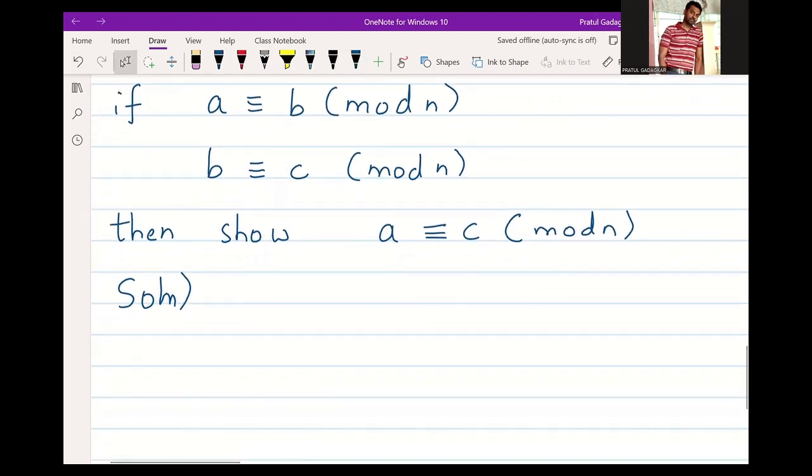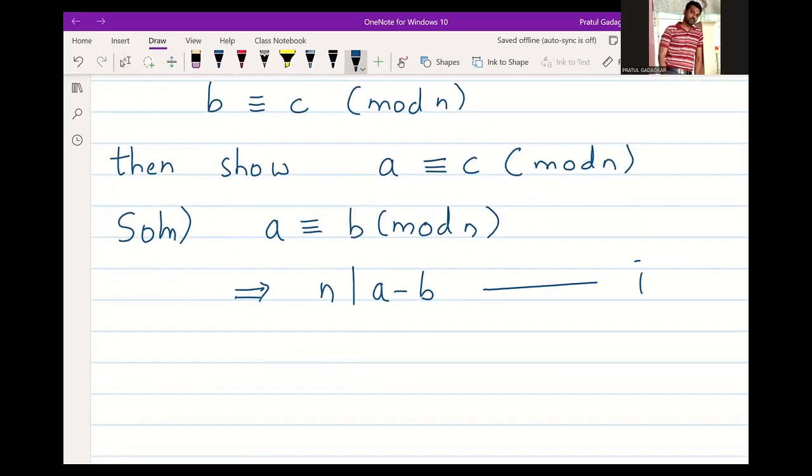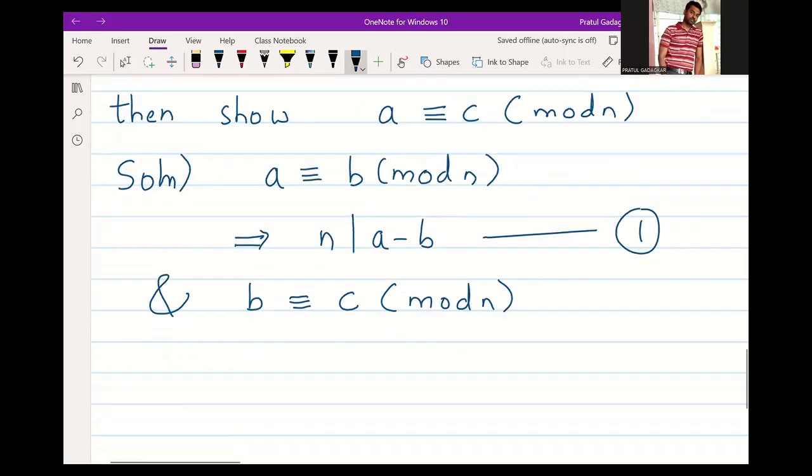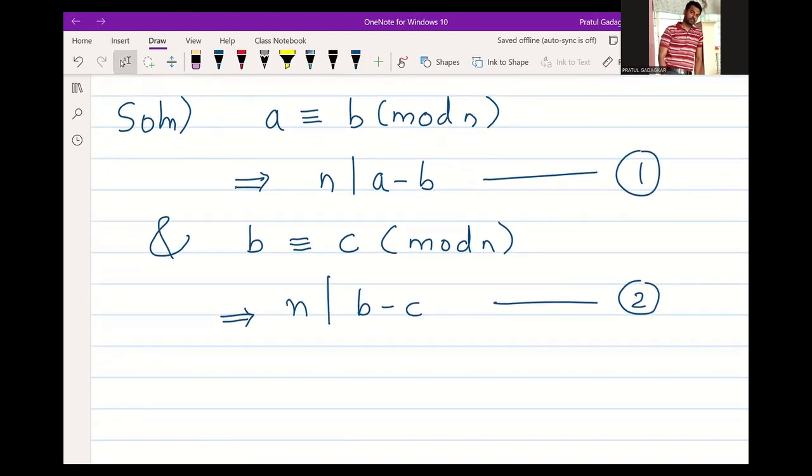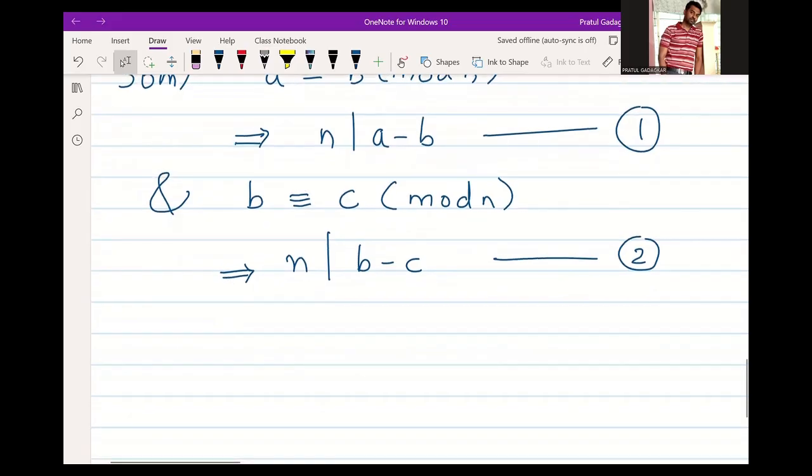So let's use this first part which is given to us. A is congruent to B modulo n. The meaning of this is that by definition n divides A minus B. So let's call this equation 1. And I know that B is also congruent to C modulo n. So by definition, I can say that n is dividing B minus C, right? So we have n divides A minus B and we have n divides B minus C, right?